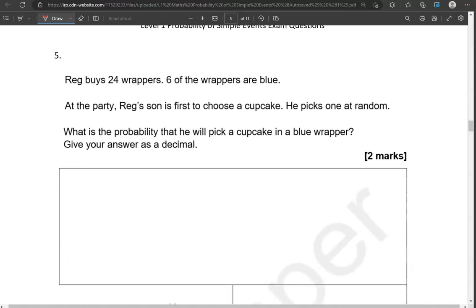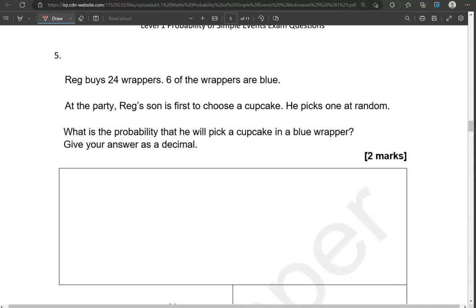Reg buys 24 wrappers. 6 of the wrappers are blue. At the party, Reg's son is first to choose a cupcake. He picks one at random. What is the probability that he will pick a cupcake in a blue wrapper? Give your answer as a decimal.